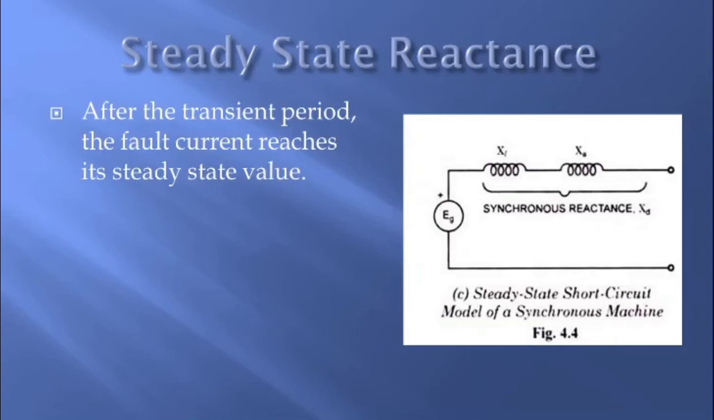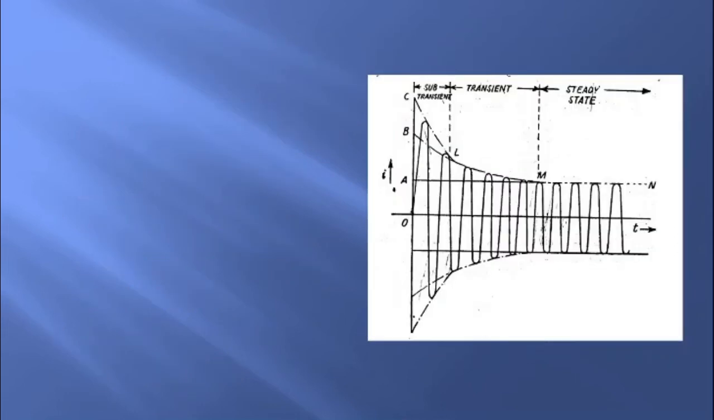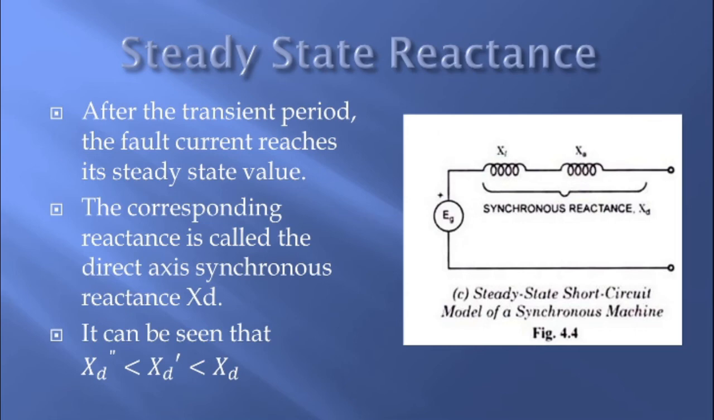Okay, now after the transient period the fault current reaches its steady state value, that is the normal operating value, and that corresponding reactance is now called direct axis synchronous reactance, and it is represented by Xd. It is very clear that Xd double dash is less than Xd dash is less than Xd. What will be the expression of Xd? Xd is clearly equal to XL plus XAD. So this is how you can give the expression of Xd as well. This is a steady state reactance.